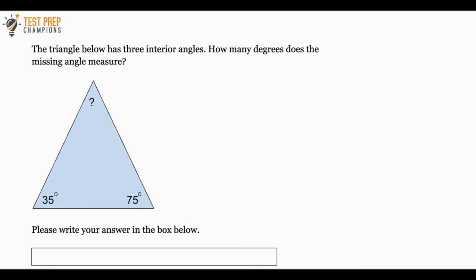The triangle below has 3 interior angles. How many degrees does the missing angle measure? So now's your chance if you'd like to pause the video, try to figure this out, take all the time you need, then whenever you're ready just unpause the video and we'll talk about it. The key to getting this right is knowing that the interior angles of a triangle add up to 180 degrees.